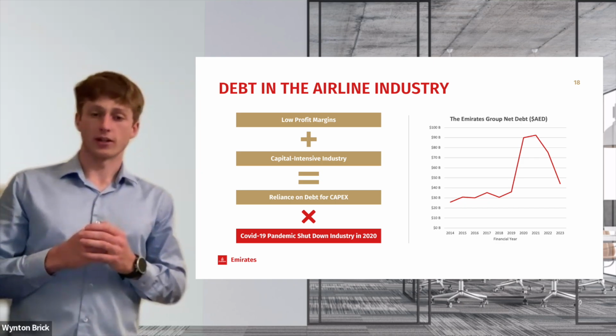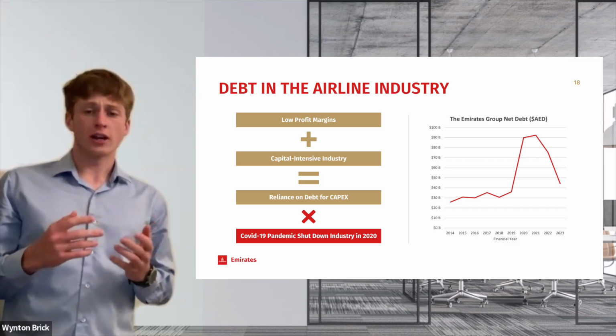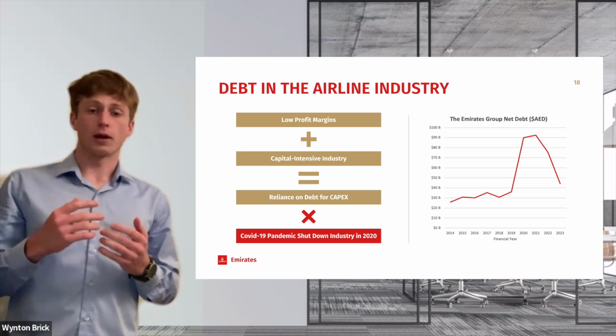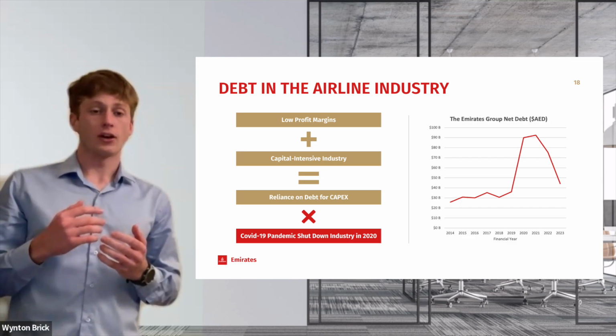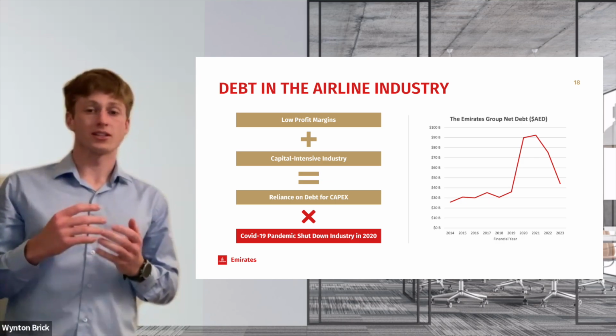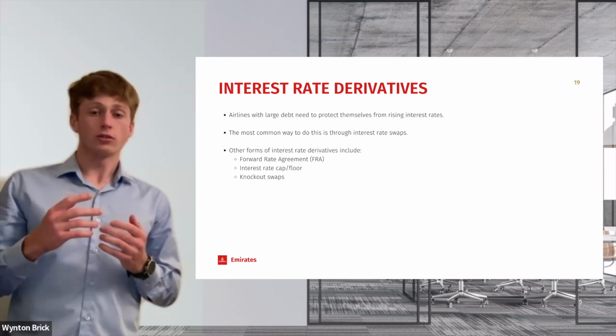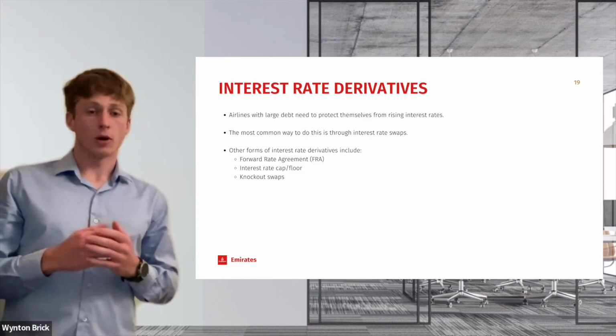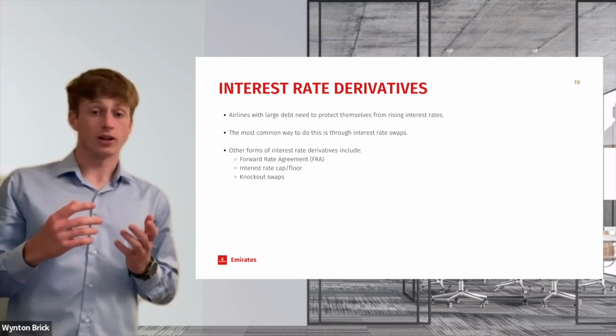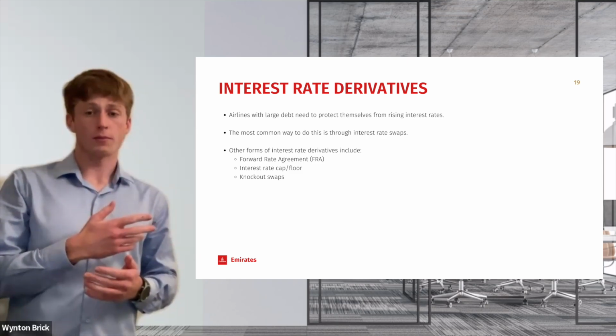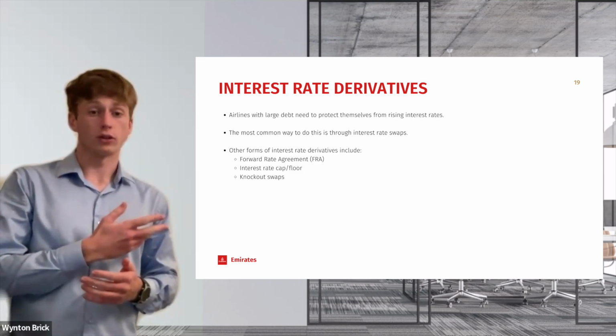So how does this debt pose a risk? Well, put simply, if interest rates were to rise, the interest-bearing debt would become increasingly costly for the airline and could result in liquidity risk, where the company does not have enough cash to meet its financial obligations. The risk can be reduced through various interest rate derivatives. Some common derivatives used to hedge interest rate risk are FRAs, vanilla swaps, caps and floors, or knockout swaps.